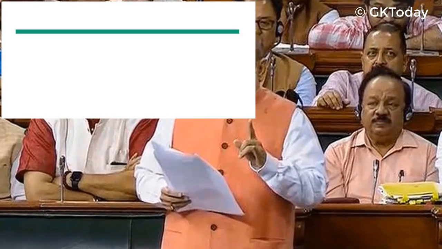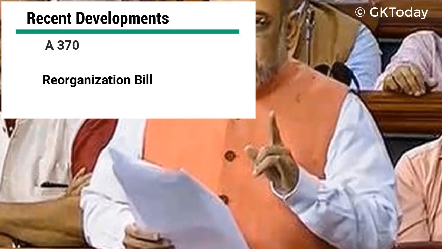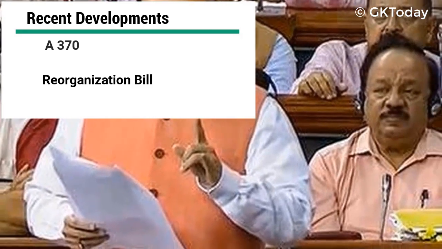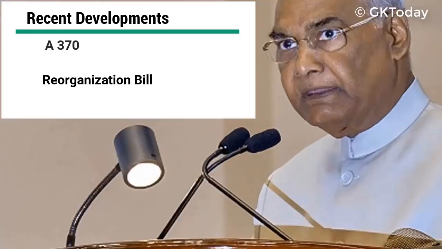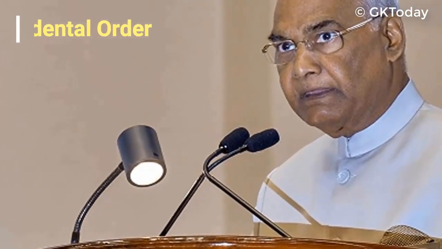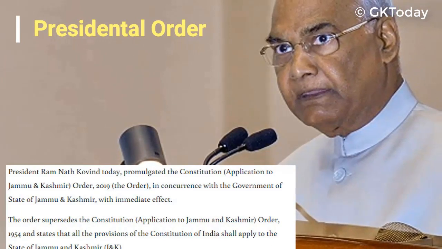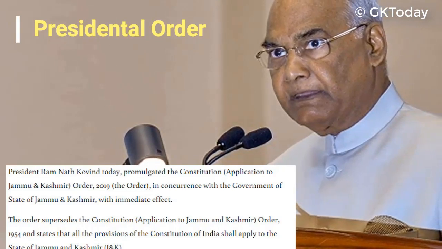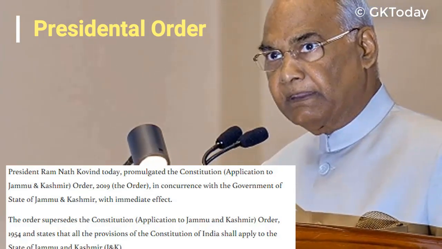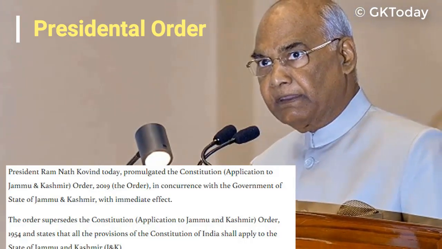Now coming back to present, what was done on 5th of August? The Union Home Minister Mr. Amit Shah introduced two statutory resolutions. The first one was to recommend that the President issue a notification rendering Article 370 inoperative, that means making it ineffective. Subsequently, the President issued a presidential order exercising his powers under Clause 1 of Article 370. So this presidential order was issued to make all the provisions of the Indian Constitution effectively applicable to Jammu and Kashmir.